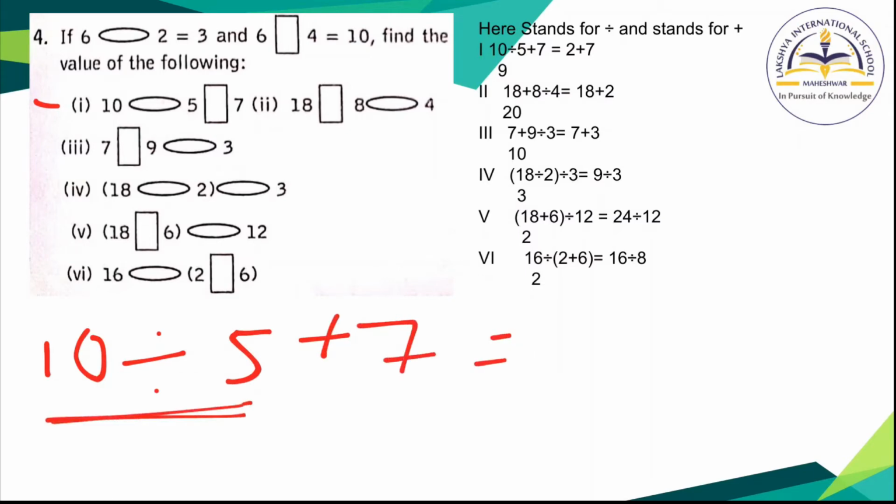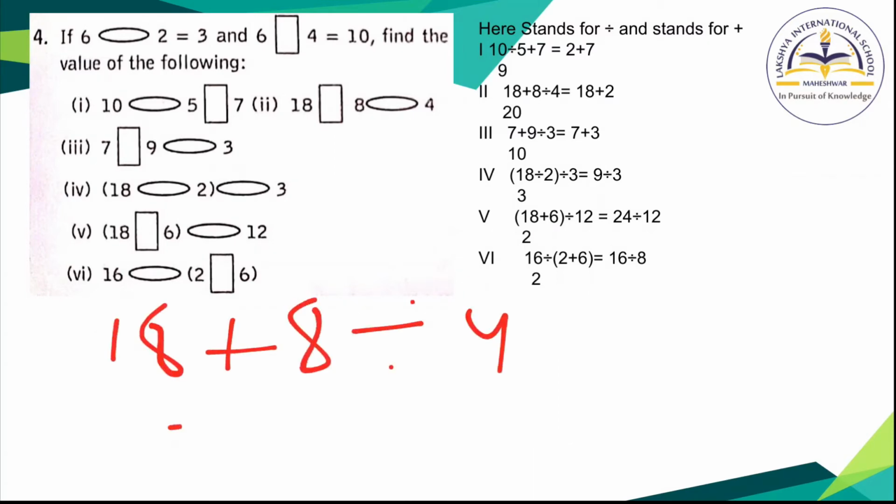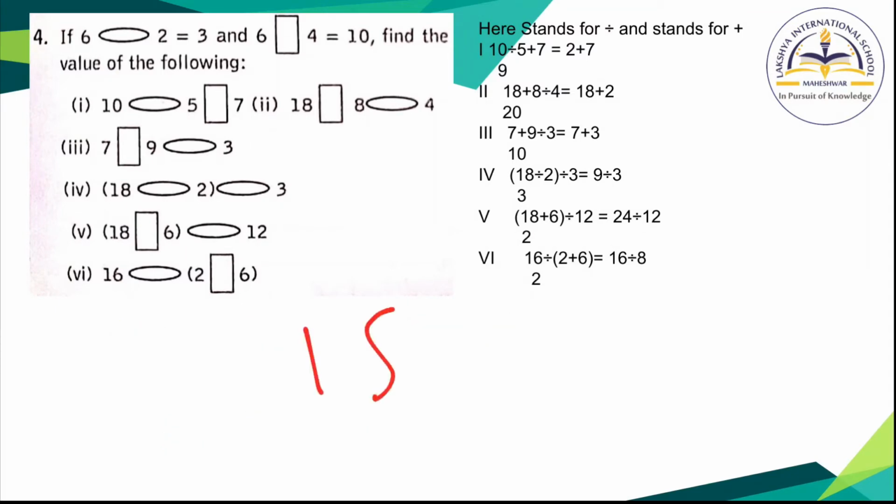First you have to divide. 2 plus 7, 2 plus 7 equals 9, 9 will be our answer. Now the second one, 18 plus 8 divide 4. First we will divide this. 18 plus 2 equals 20.